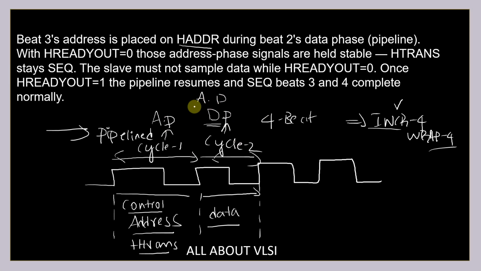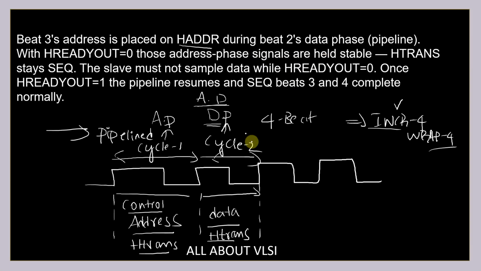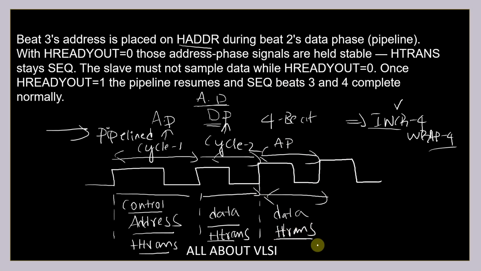So in the second cycle itself, I'm going to provide the HTRANS information and all the control information and address signals, because it's the address phase. Now, what is the question over here? After beat two, the slave inserts two wait cycles. Let's say in the data phase you have completed beat two by performing the data transfer. Cycle 3 also acts as an address phase for beat 3, so it sends the HTRANS information, address information and all other information.